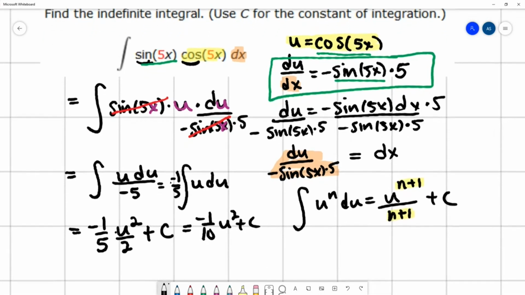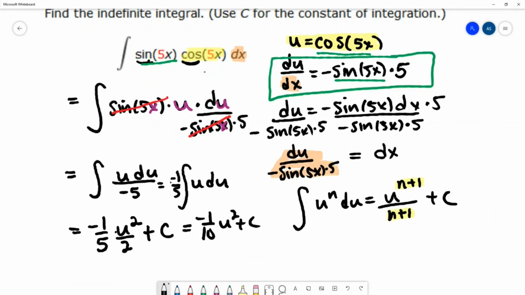Okay, we have one more step to do. Once we have found the antiderivative, what we want to do is change back to the original variable. We have u squared here, so this gives negative 1/10 cosine of 5x squared plus c. So we found that the integral of sine 5x cosine 5x dx is negative 1/10 cosine squared of 5x plus c.